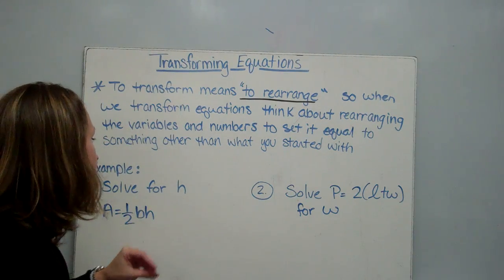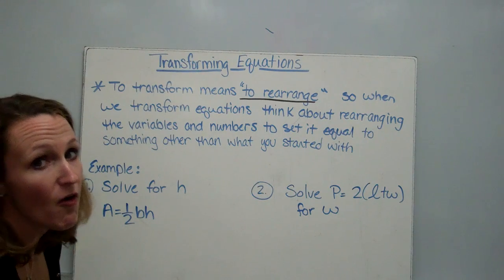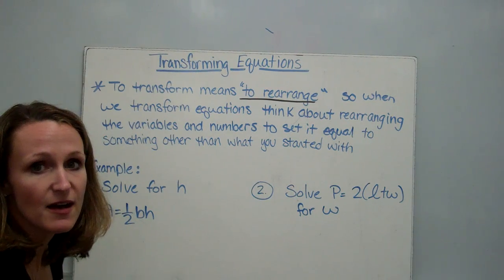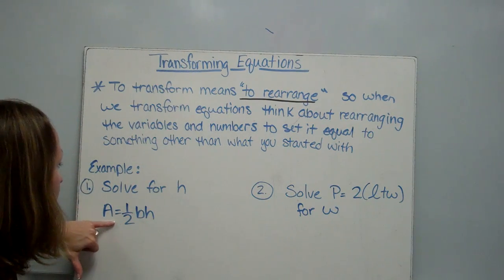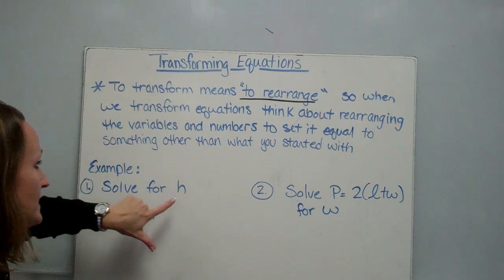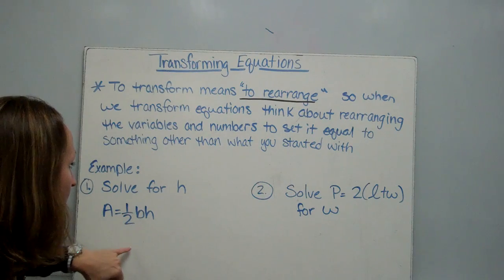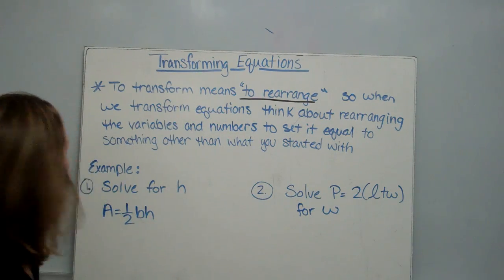So let's look at this equation. A equals 1/2 b times h. Hopefully you recognize this equation as the formula for the area of a triangle. So typically this equation is solved for a, but in this problem we're asking to solve it for h. So what do I want to do? I need to get rid of my 1/2 and I need to get rid of my b until I can write it as h equals something.